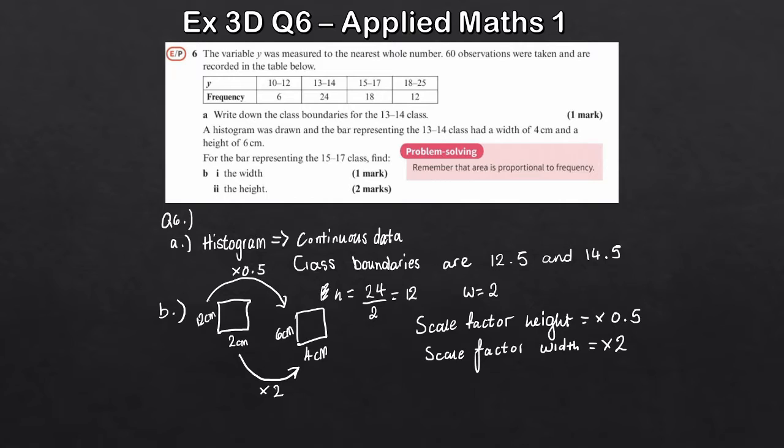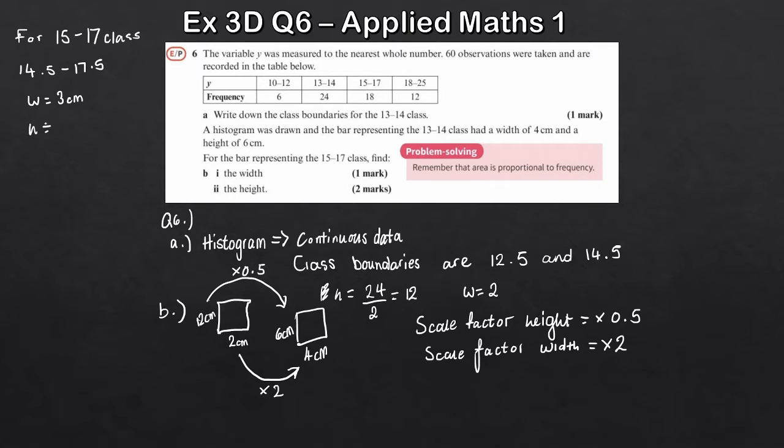So what would be the width of that class? Well, 15-17, we'd write that as 14.5 to 17.5. So if I've got enough room, do it up here. For the 15-17 class, the class boundaries will be 14.5 to 17.5. So in other words, we've got a width of 3 centimeters.